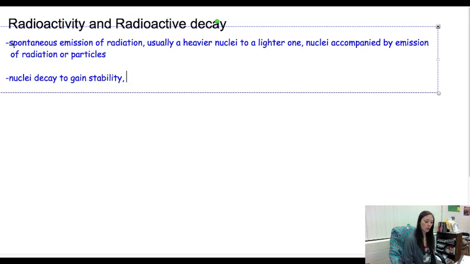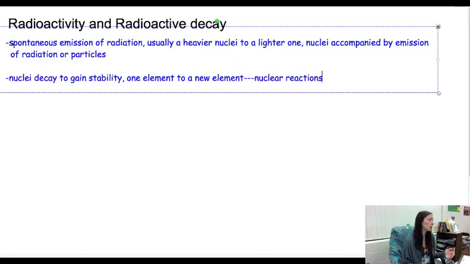We're going from one element to a new element, and we call these nuclear reactions. I'm going from copper to zinc, or I'm going from iron to scandium, or going from polonium to uranium, or uranium to lead. Okay, changing what the actual element itself is. It's a little bit different than what we've been looking at with the chemical and physical changes.